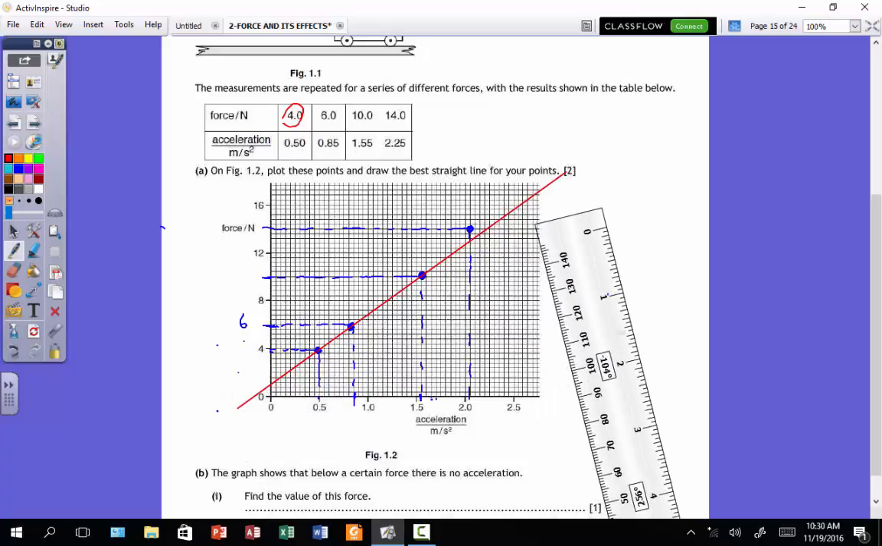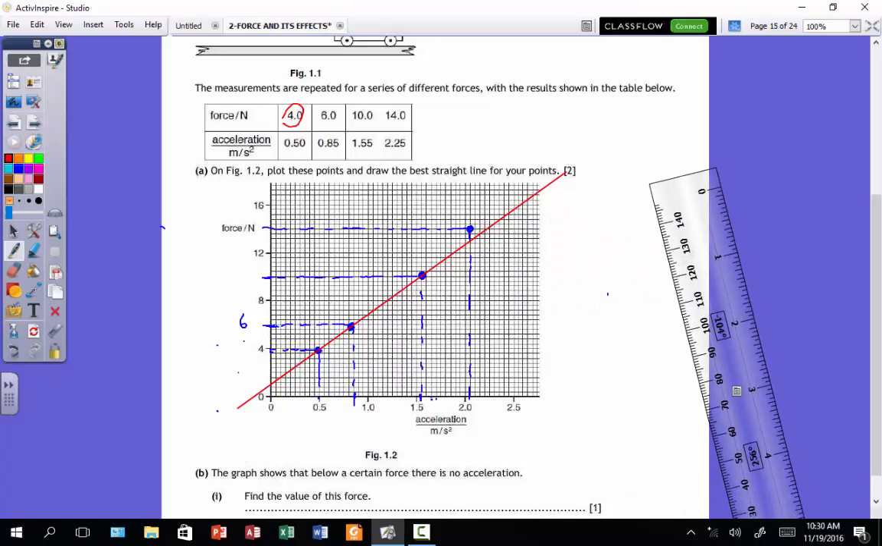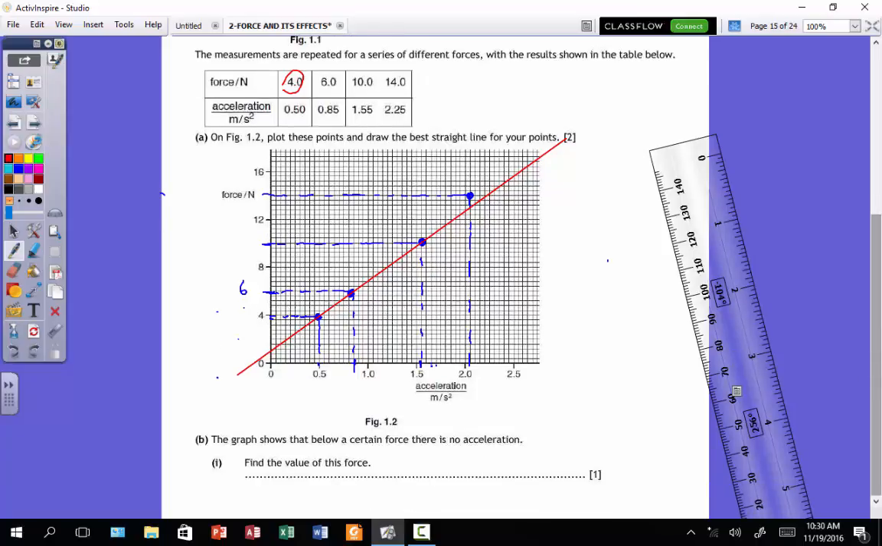Okay, this is my best fit. And which points are good for you? You can choose, okay, 1, 2, 3, 4. Out of 4, the 3 points are in the same direction, so I can use them to combine and draw my best fit. So the graph shows that below a certain force, there is no acceleration.